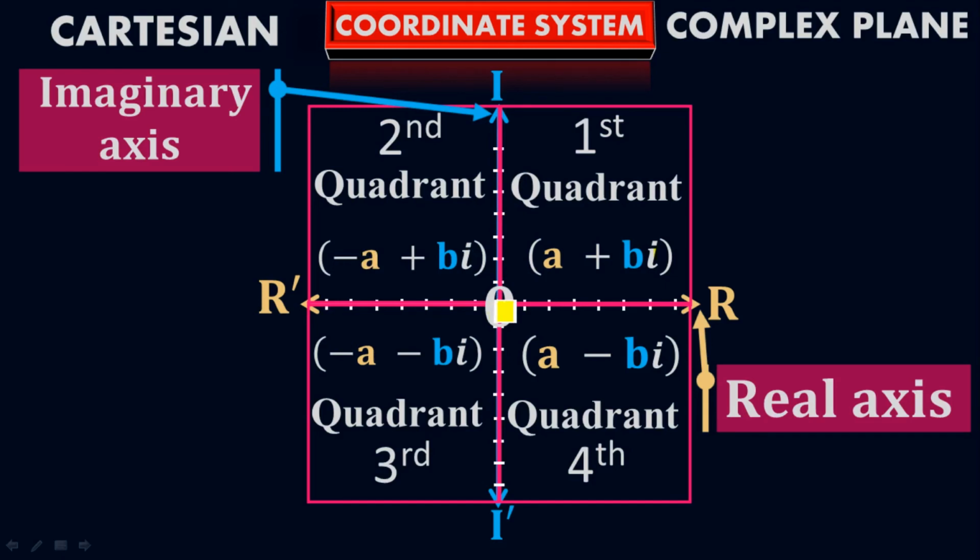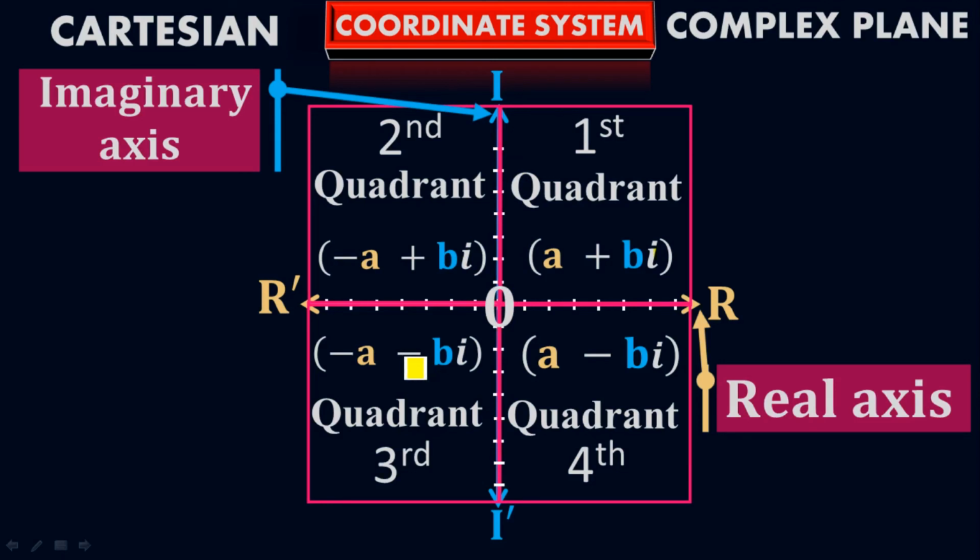Similarly, on the left of the 0, this negative a is the negative value along the negative real axis. This positive b iota is the value along the positive imaginary axis.